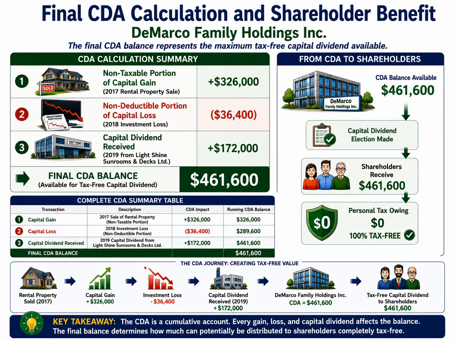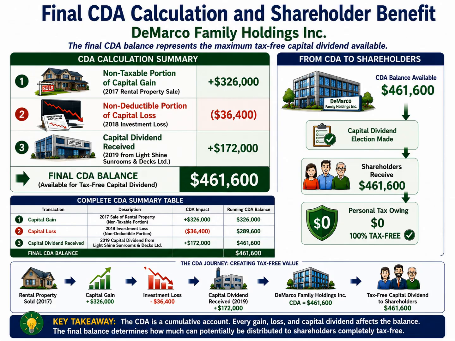Why? Because the final CDA balance represents the maximum amount that can potentially be distributed as a tax-free capital dividend. In other words, DeMarco Family Holdings now has the ability to elect and pay a capital dividend of up to $461,600 to its shareholders. And if the proper election is made, the shareholders can receive that amount completely tax-free.